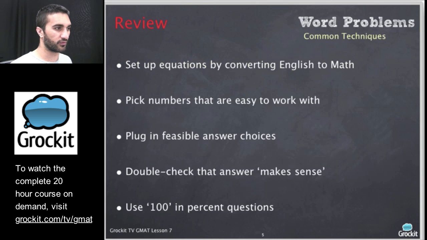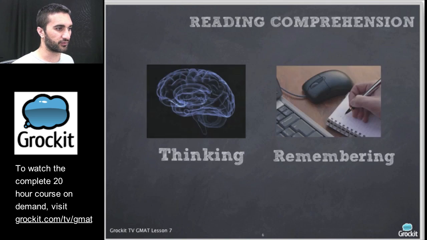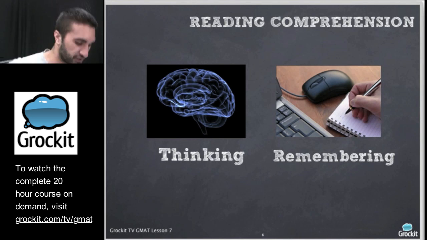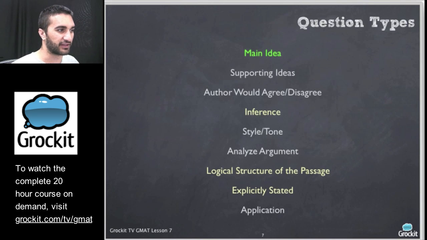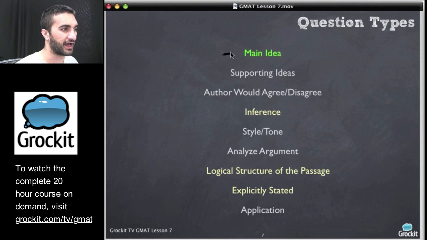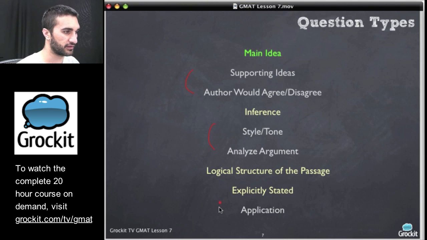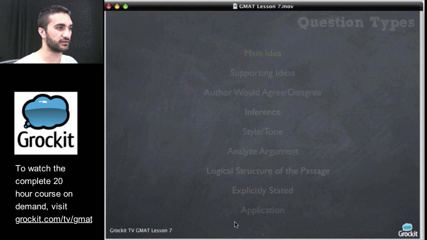So just to talk about reading comprehension, let's remember to write things down. We're going to break down these passages together like we did before in reading comprehension. And let's review that a little bit. Last time we worked on main idea questions. We're going to review that a little bit today, but we're also going to look at inference questions, logical structure of the passage questions, and questions about things that are explicitly stated in the passage. Then we'll get to these in our last reading comprehension class.